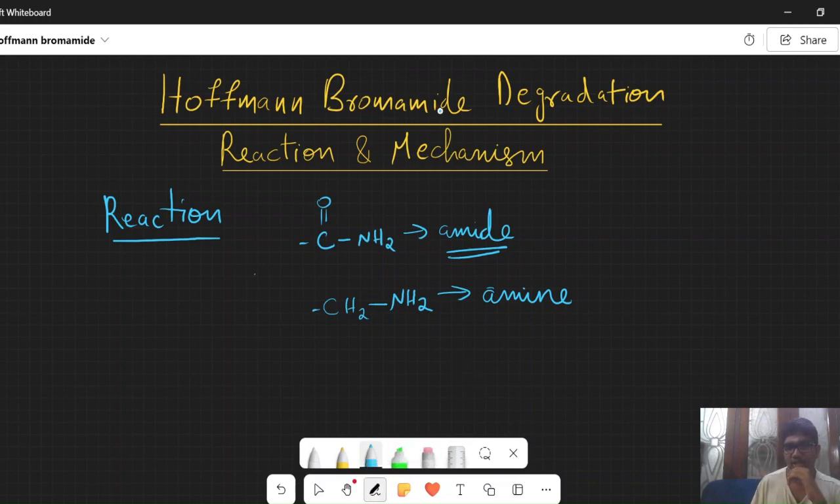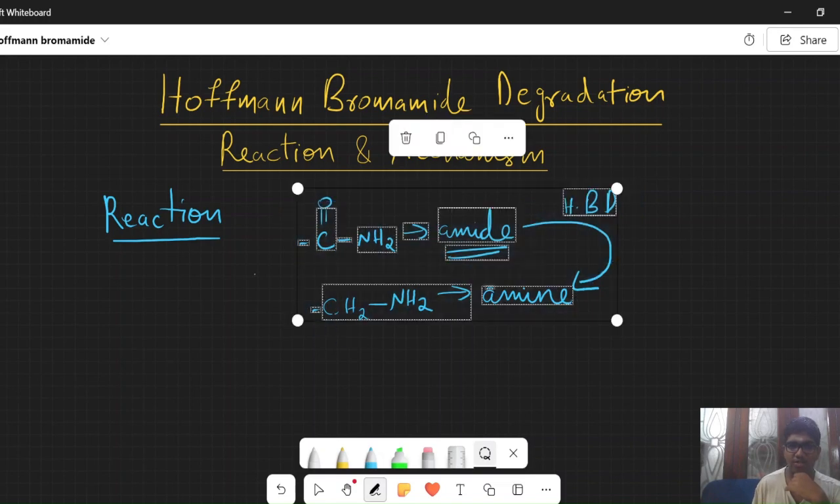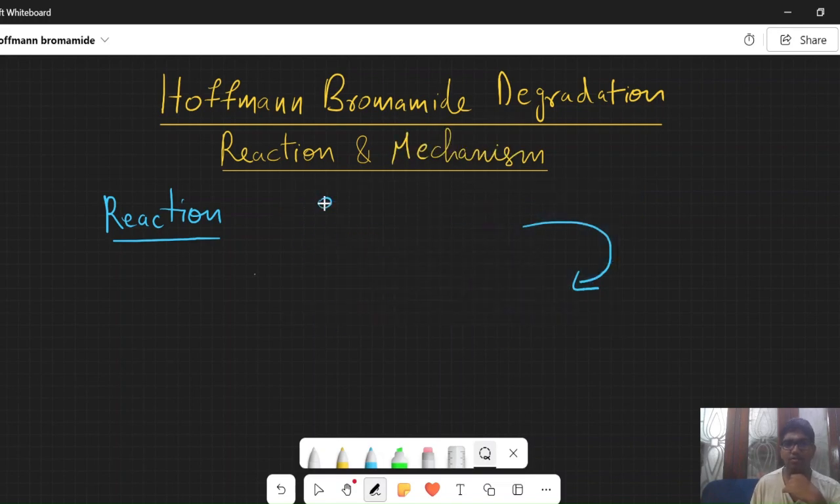So the reaction is preparation of an amine from an amide. So this is what happens during Hoffmann bromamide degradation. Okay, I write as HBD. This is just to give you an idea what an amide and an amine is. Okay, now let us move on to the reaction. Let me clear this here. Okay, so we'll write the reaction here.